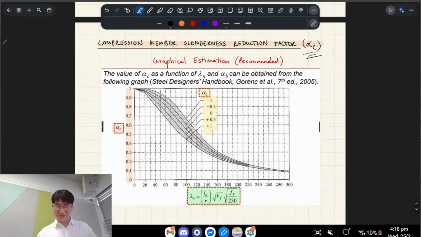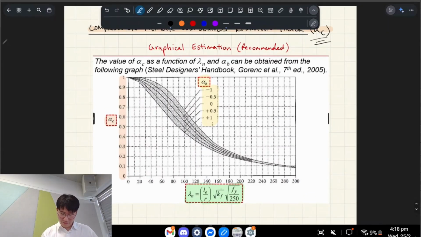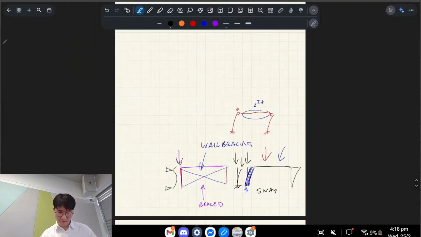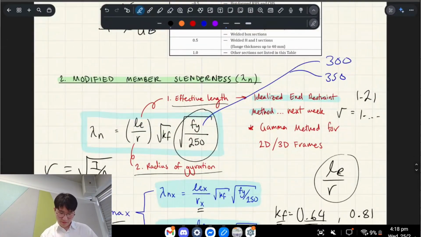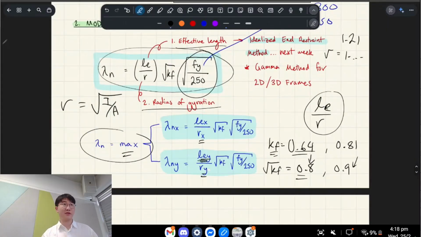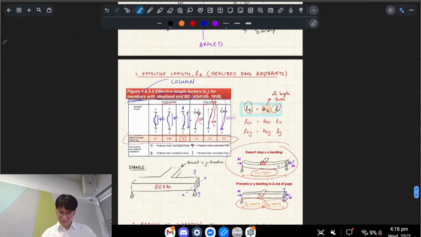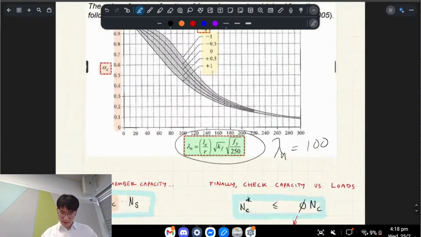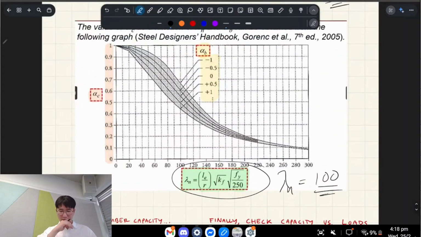Okay, so with that in mind, we haven't even finished, right? So alpha C is what we're looking for the whole time. The way that you do it is first, you find that modified slenderness ratio. Let's say it was 100, right? So that's this whole equation, to remind you. You punch in everything, and then you also make sure that you get the max between the x direction and the y direction, whatever the max one is.